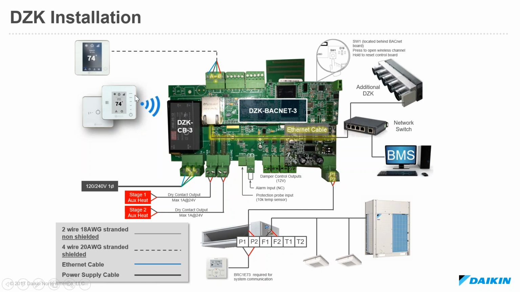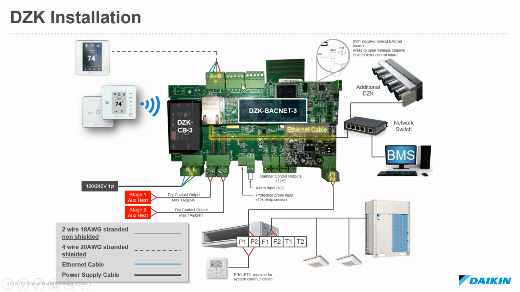There's a wireless card that's built into the DZK's main board, so we can communicate back to that wireless card. Everything goes from the zone level wireless stats back to the DZK's main board. At the top of the DZK's main board, you'll see these bus connections for the wired thermostats.